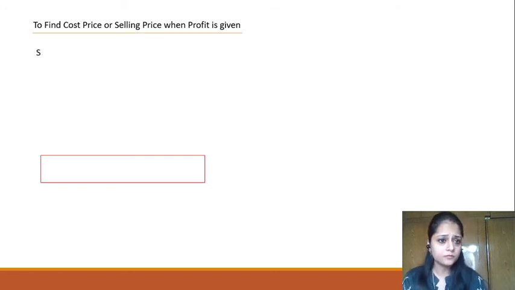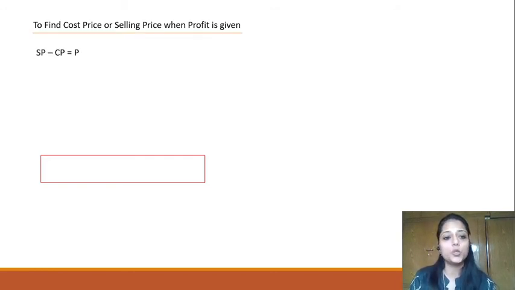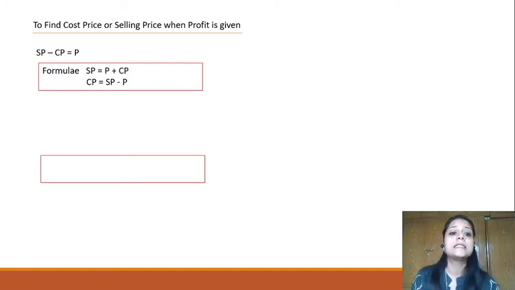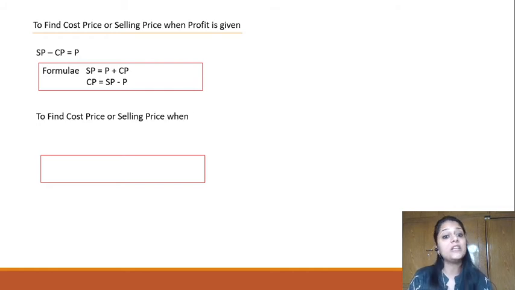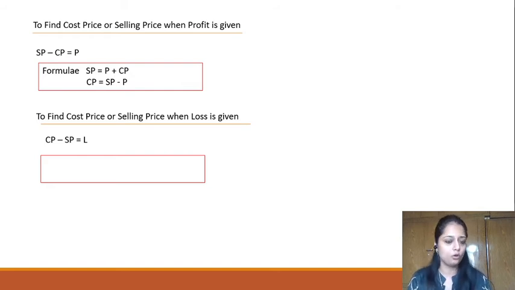Further, let's see how to find the cost price or the selling price when profit is given. As we know, selling price minus cost price is equal to profit. So the formulas here are: selling price is equal to profit plus cost price, and cost price is equal to selling price minus profit. Now, to find cost price or selling price when loss is given, as we know, cost price minus selling price is equal to loss, which we understood earlier. Formulas are: CP is equal to L plus SP, means cost price is equal to loss plus selling price, and selling price is equal to cost price minus loss.